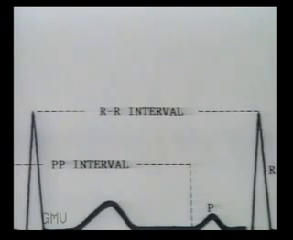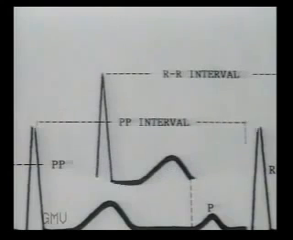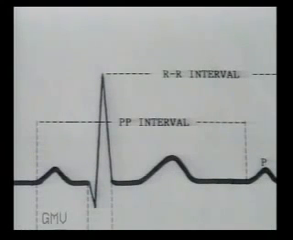The time interval from the apex of one R wave to the apex of next R wave is termed as the RR interval. RR interval is related to the heart rate or rate of ventricular contractions. The time interval from the beginning of one P wave to the beginning of next P wave is termed as the PP interval. The PP interval indicates the rate of atrial contractions. Under normal circumstances, the RR interval and the PP interval are both equal.